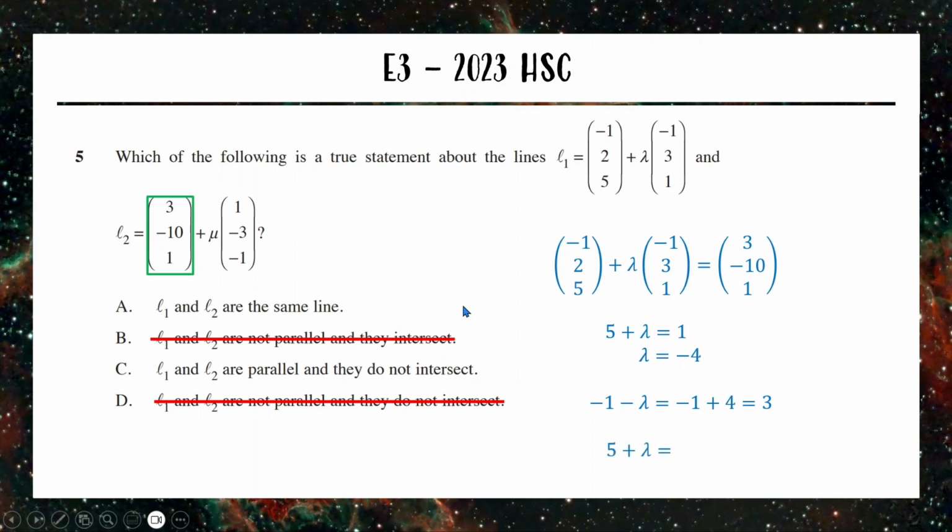So this is showing us that, what am I doing here? 5 plus lambda, I've already done that. Anyway, I already did that one. I don't know why I did it twice. I should have done the middle equation.